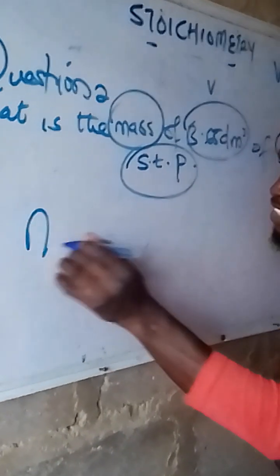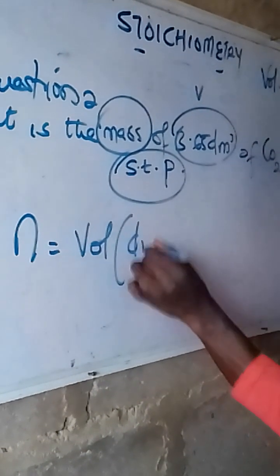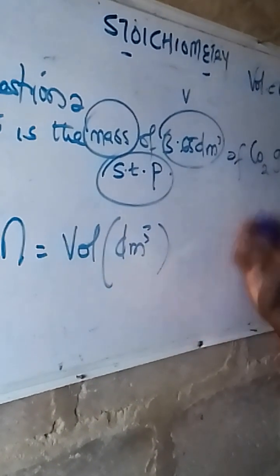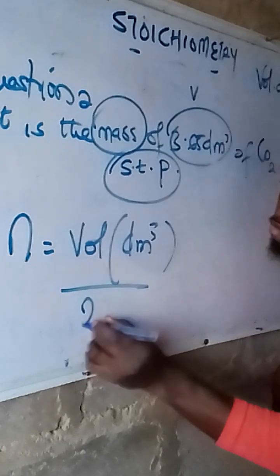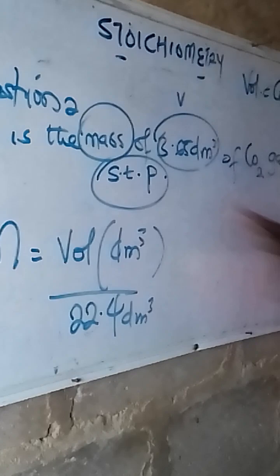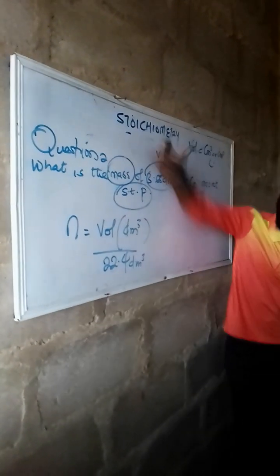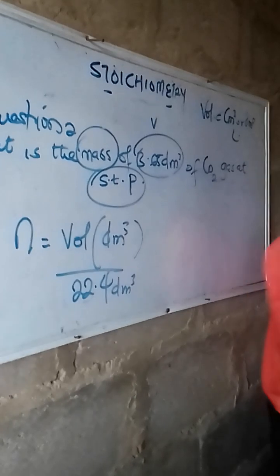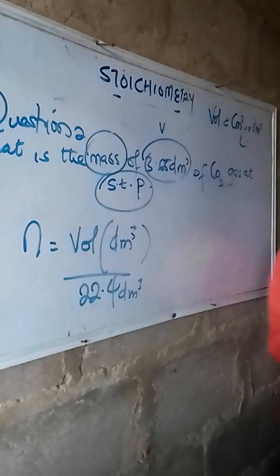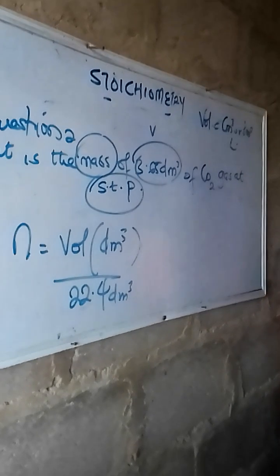When we are solving number of moles under STP, what are we going to be using? N equals volume in dm cube, all upon 22.4 dm cube. If you break the question, it's very simple. Firstly, you have to use this formula. Secondly, we have mass. Are we having mass in this formula? No. How are we going to do that? You will still go back to number of moles that has mass, which is mass over molar mass.